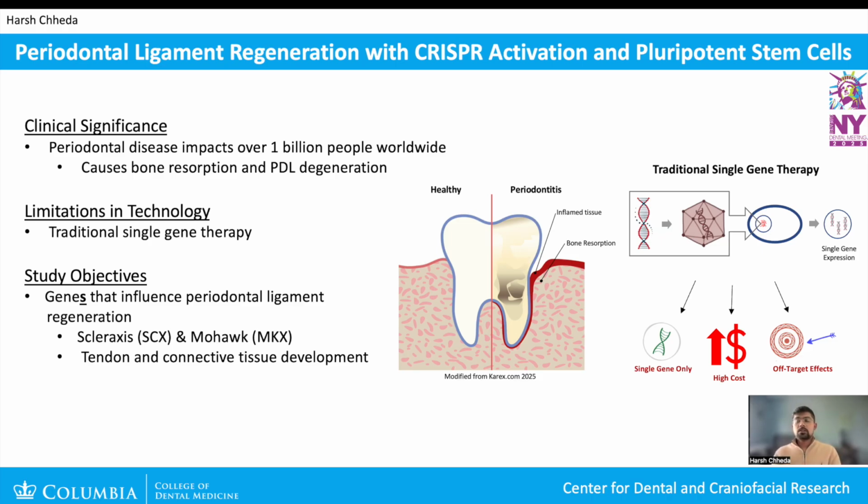So, to get started, the essential issue that we wanted to solve was in periodontal disease, which impacts over 1 billion people worldwide. One of the most common side effects is the degeneration of the periodontal ligament. Now, we wanted to challenge the current limitations in single gene therapy, where we wanted to use CRISPR activation to upregulate two genes simultaneously, which are scleraxis and mohawk, both of which play important factors in regenerating the periodontal ligament.